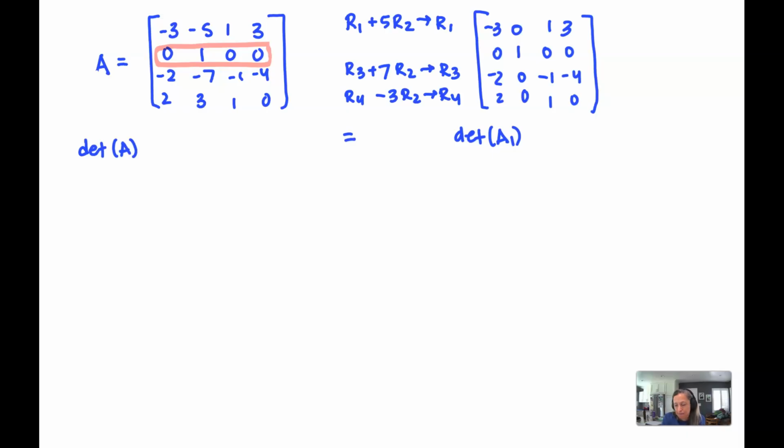Now the whole point was I now have a unit piece, so we can go ahead and say that is not adding anything to the volume. It's multiplying everything by 1. It's not volume, it's 4 dimensions, but it's not changing anything. So let's make a new matrix. Let's call our new matrix A2, and let's just trim the fat. Negative 3, 1, 3, negative 2, negative 1, negative 4, 2, 1, 0.